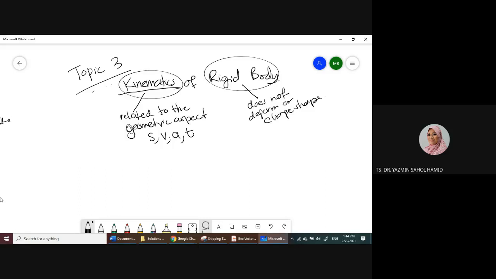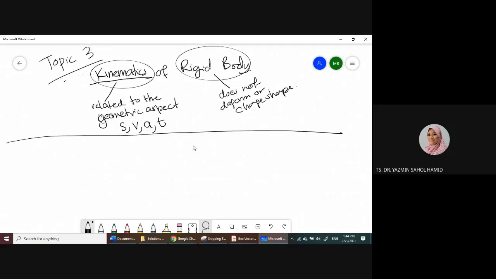kinematics. Okay, don't worry, this topic is easy. Usually I believe that for your test you can score full mark. Can or not? I'm not kidding. I expect you get full mark for this question if it comes in the test. Can, insyaAllah. Okay, now.